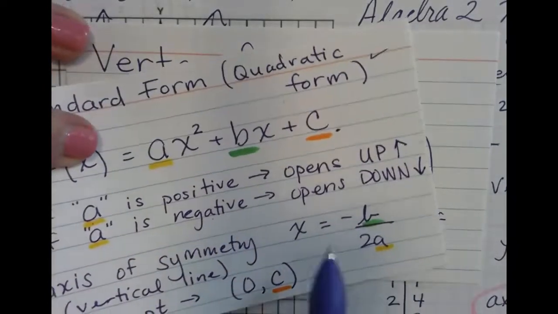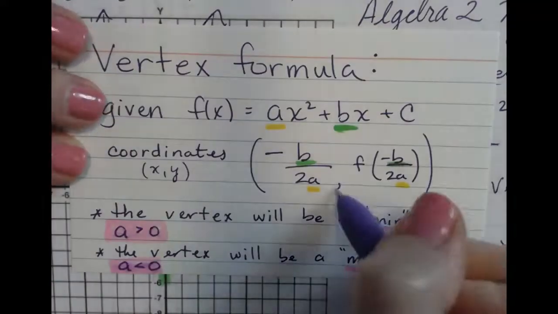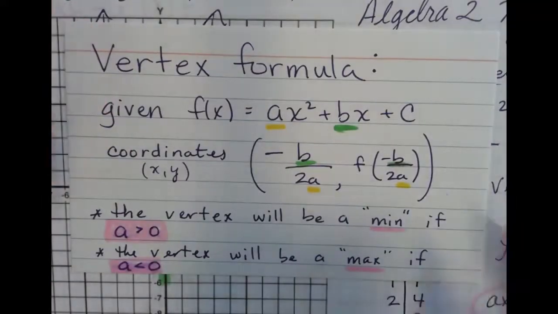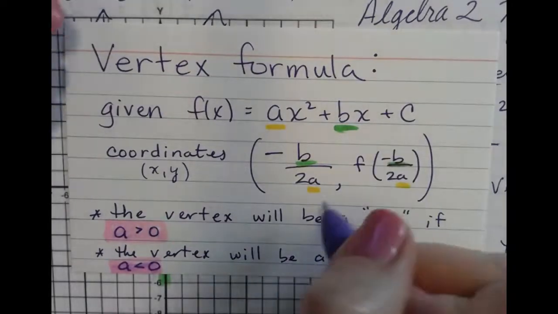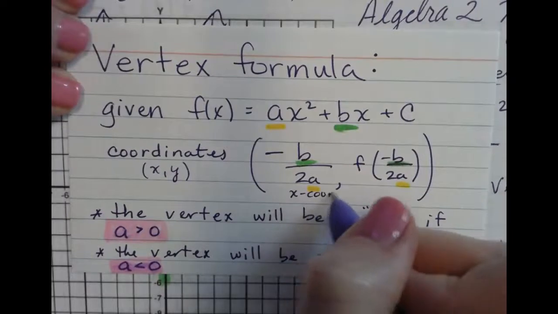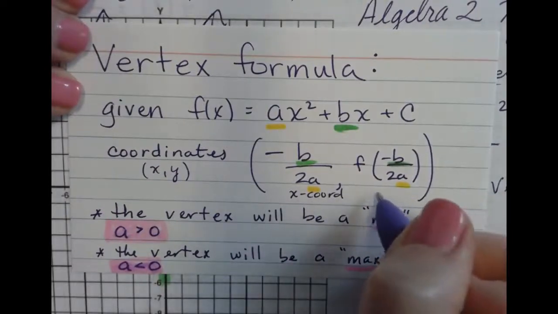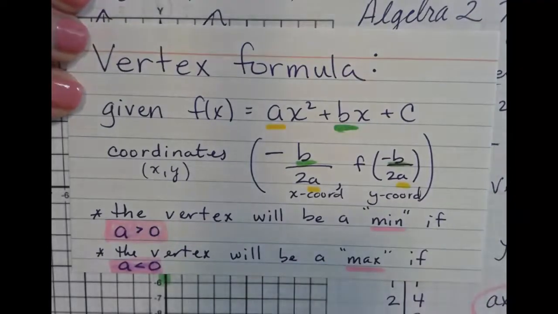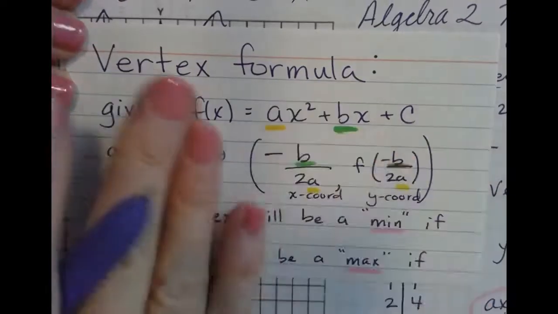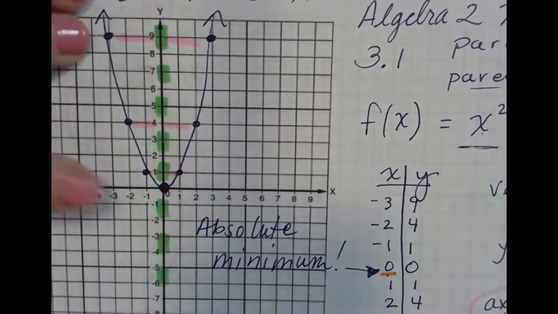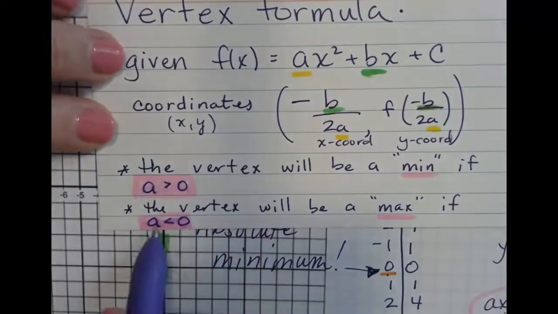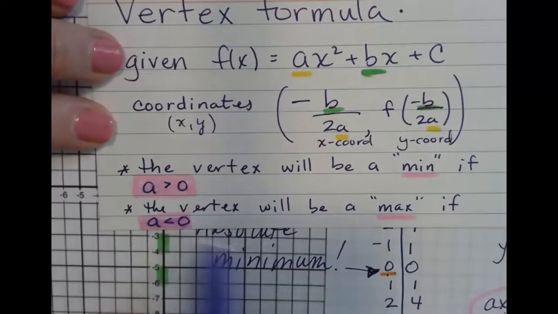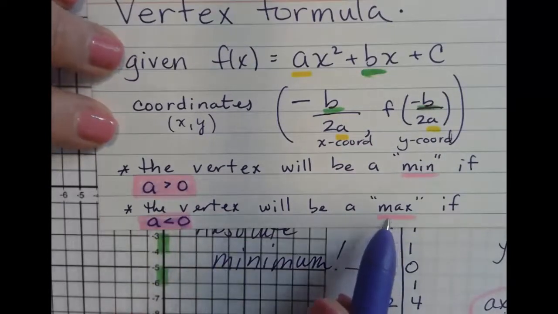Yes, that's exactly what we just saw here, same thing, comma, f of the opposite of b over 2a. So whatever you get for your x coordinate, you are going to plug that back in as an input in order to find the y coordinate. Once again, the vertex will be a minimum if a is greater than 0. Think about it, we just saw that. If your parabola opens up, your vertex is a minimum. If your a is negative, which means your parabola is going to open down, your vertex won't be a min, it will be a max.